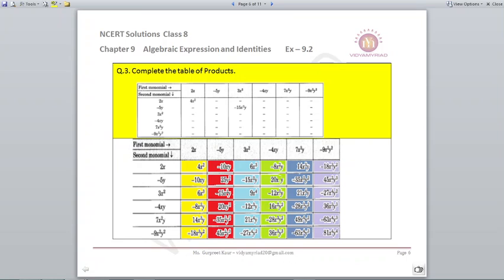Minus 5 into minus 4xy. Minus minus will get cancelled. So 5 into 4 is 20xy square. 3x square multiplied by minus 4xy gives minus 12x cube y. Minus 4xy multiplied by minus 4xy: minus minus plus, 4 into 4 is 16x square y square. Like this and so forth we will carry on and fill all the blanks.